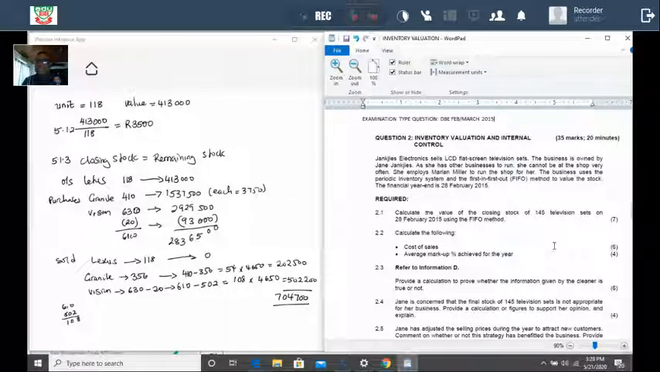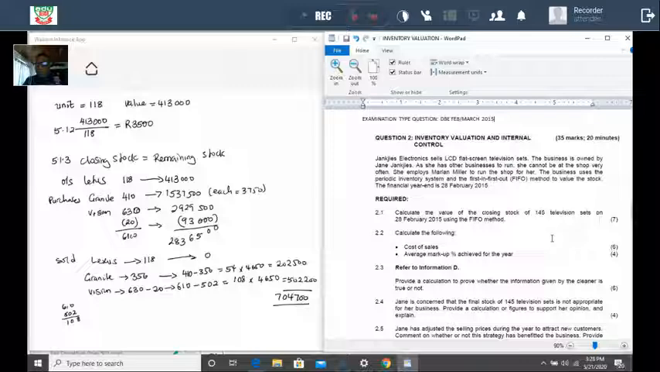The business uses periodic inventory system and the first in, first out method. Periodic inventory system means you don't calculate your cost of sale each time a sale is made. You only calculate it after a certain period of time. The first one says, calculate the value of closing stock of 145 television sets on the 28th of February by using the FIFO method.